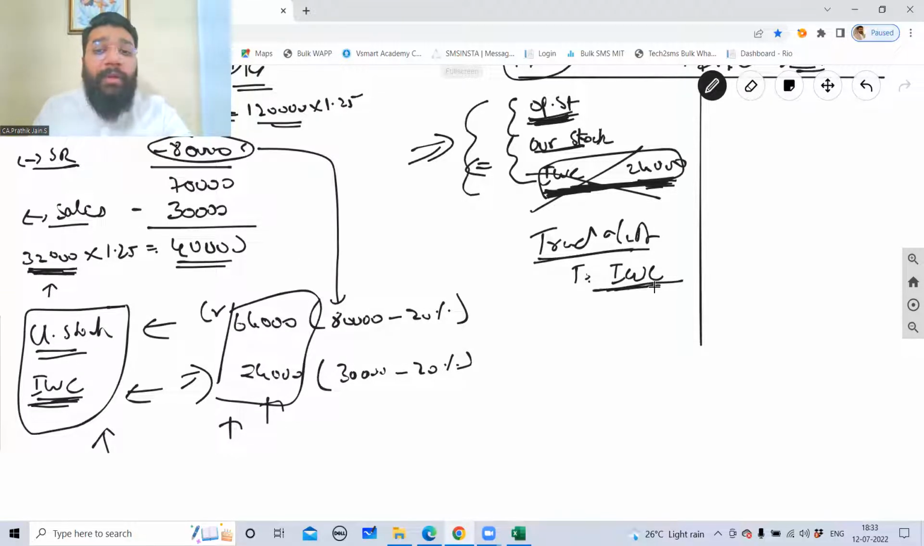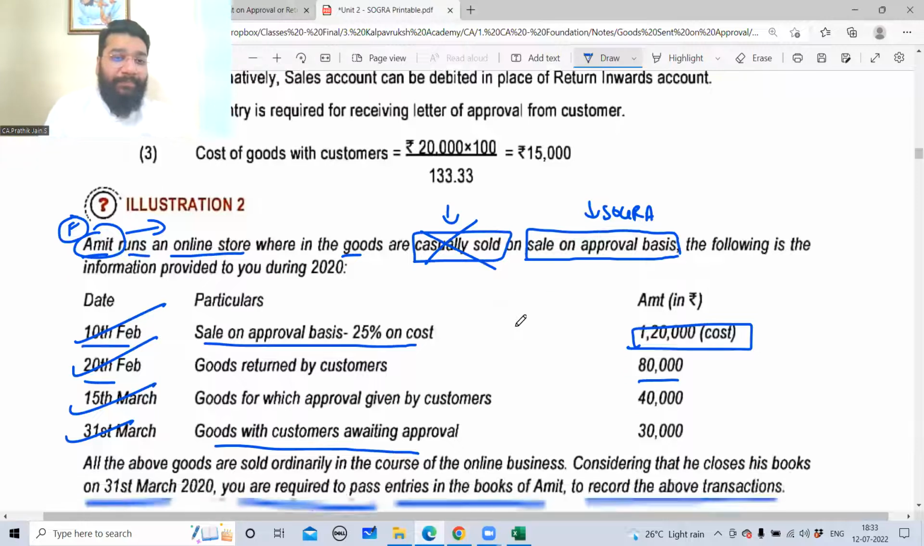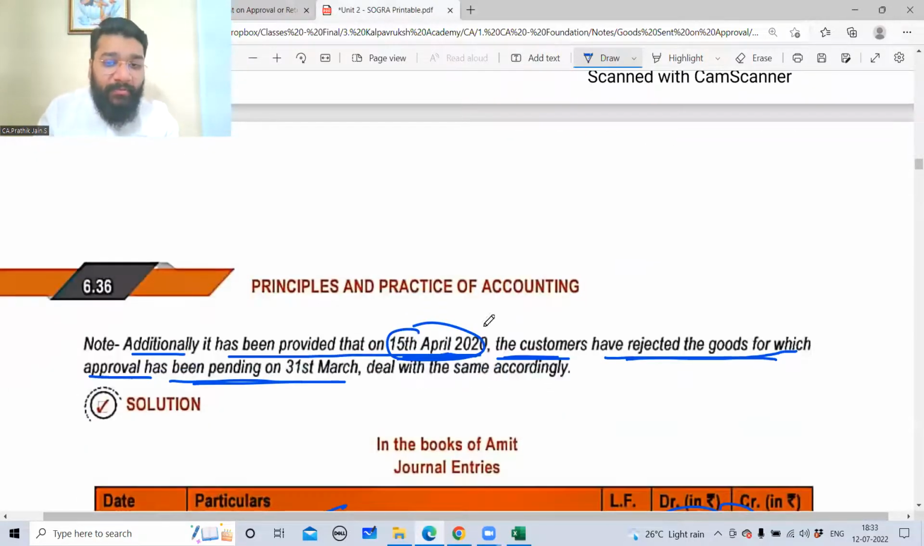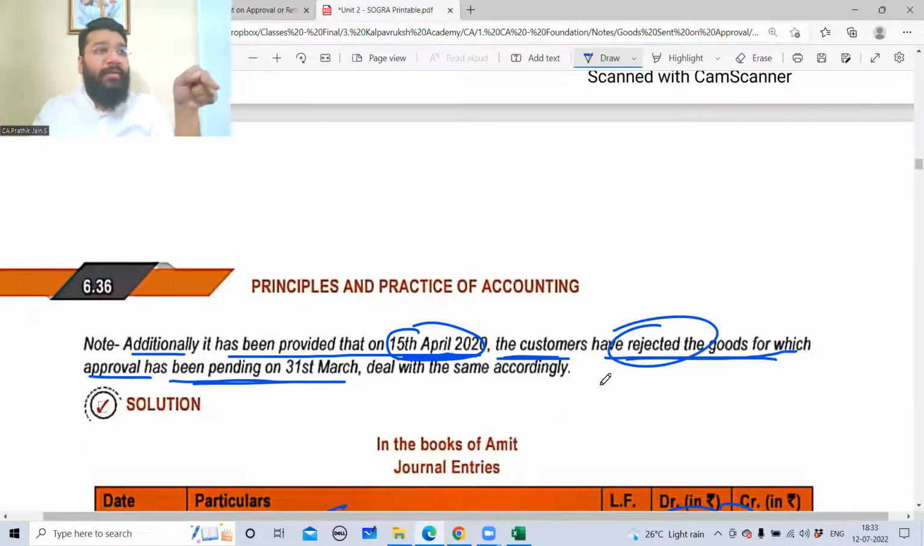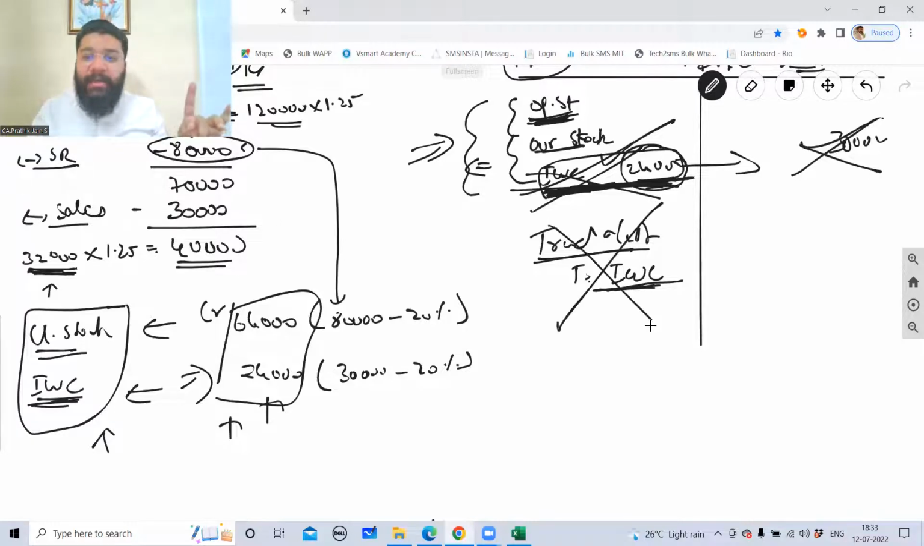See, trading account debit to inventory with customer will come when 24,000 worth of goods is accepted by the customer the next year. Then 24,000 expense will come here, 30,000 sale will come here. Therefore, the profit is 6,000 next year. But the question very clearly says that next year, the goods have been rejected. When the goods have been rejected, the goods are not sold. When the goods are not sold, how can you record this 24,000 as expenditure? You cannot record it. No sale, no expenditure. So this entry will not come.